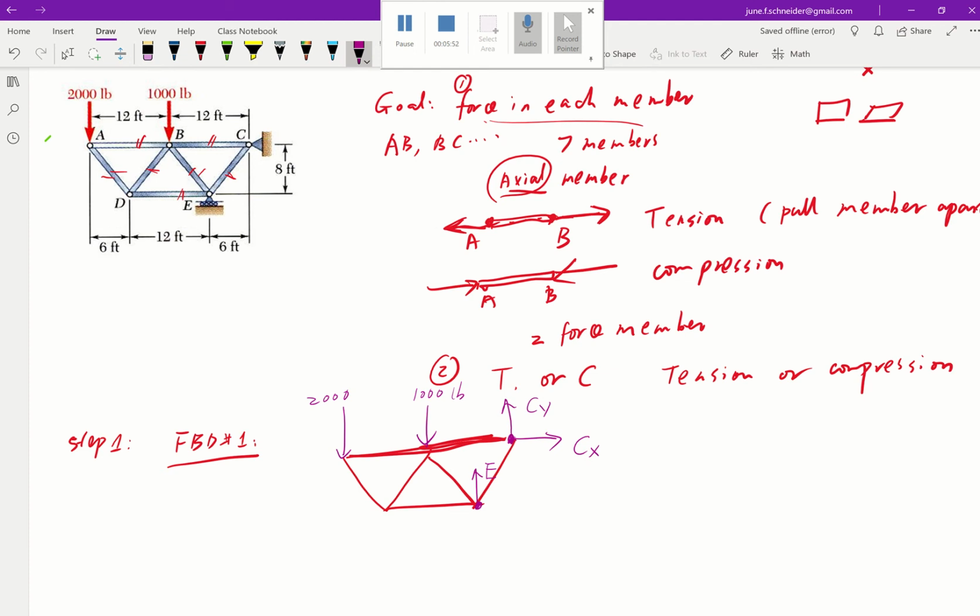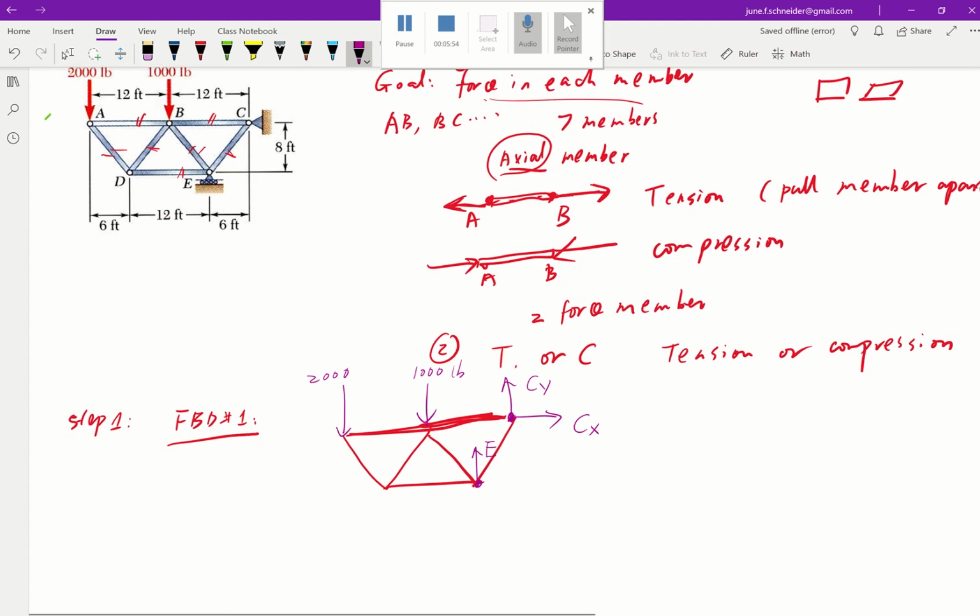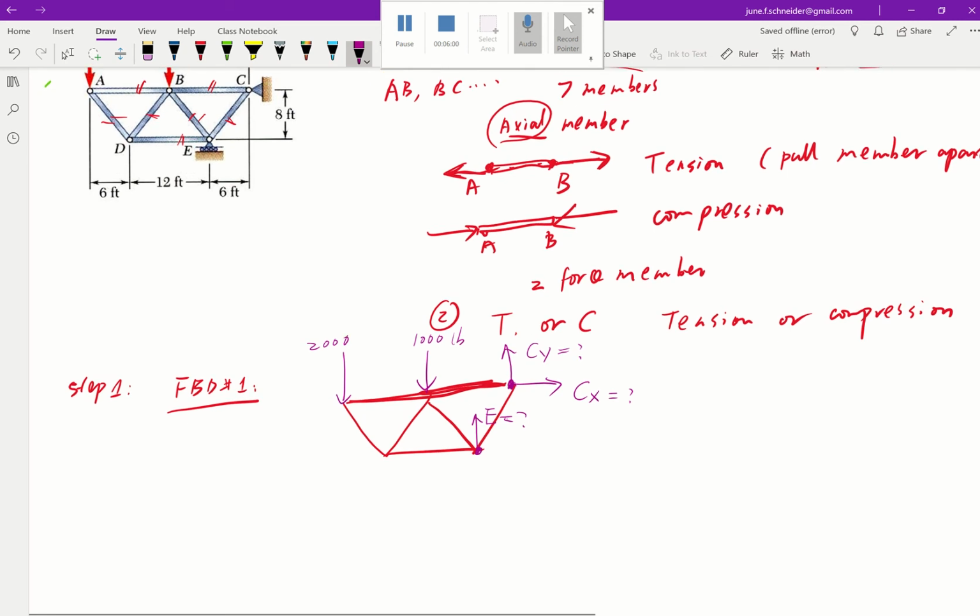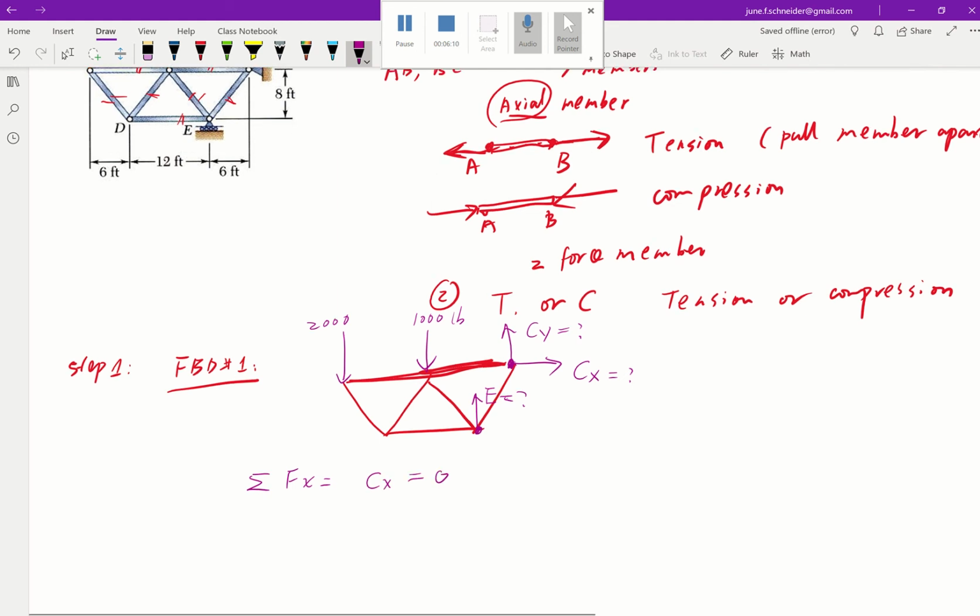Of course, we're going to have the dimension right here, right? Then in that situation, we'll have three unknowns, and we're lucky to have three equations for 2D equilibrium. So forces in the x direction, we'll have Cx. That's the only force in the x direction, so Cx is going to be equal to 0. You solve the first one.